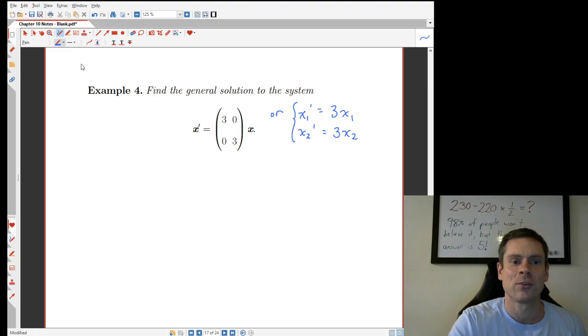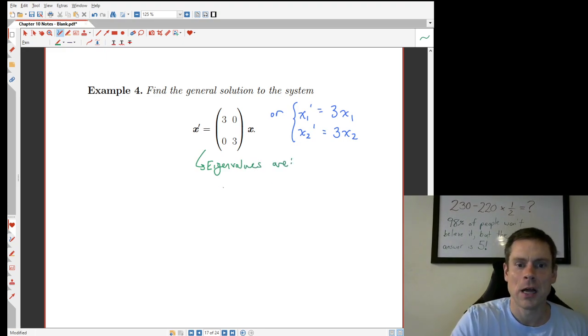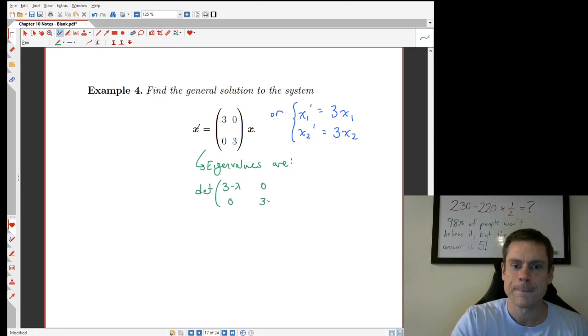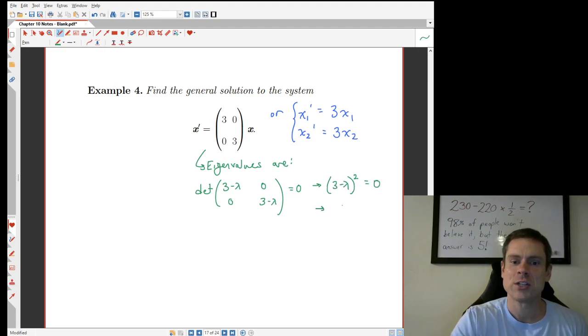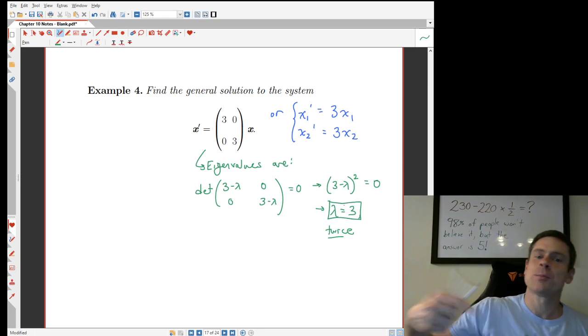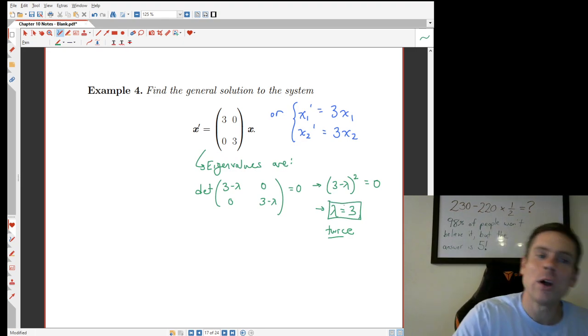Let's see how this looks when finding eigenvalues. Well, we need to find the determinant of A minus lambda I, so that's 3 minus lambda, 0, 0, and 3 minus lambda. I have to set that equal to 0, and that looks really easy. If I do that determinant, it's just (3 minus lambda) squared equals 0, which tells us that lambda is equal to 3, repeated twice. So we have an algebraic multiplicity of 2.